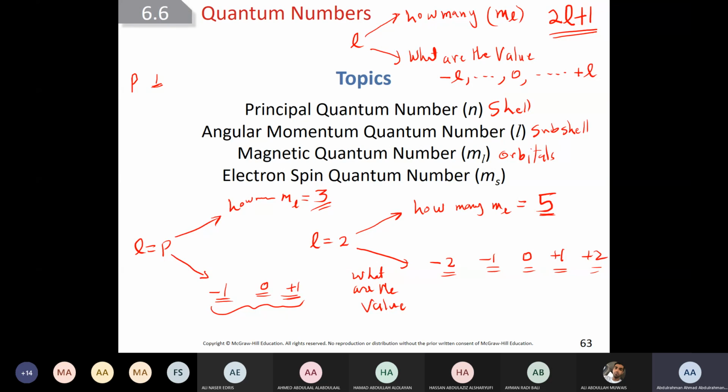Now, when L is equal to F, let's do it here, no problem. When L is equal to F, then how many ml? How many? 7. Exactly. What are the values? From minus 3 to 3. Minus 3, minus 2, minus 1, 0, 1, 2, and 3. Count them. How many are these numbers? 7. Can you do that? Is it easy?